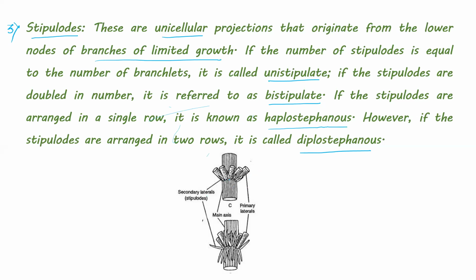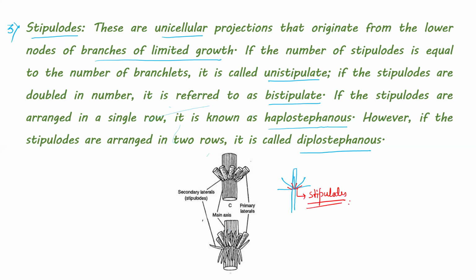See, you can see the nodes here. If this is the structure, here you will have your primary laterals. I'll just change the color. It will be easier for you to understand. From here, you will see smaller appendages. These red ones are your secondary laterals or stipulodes.